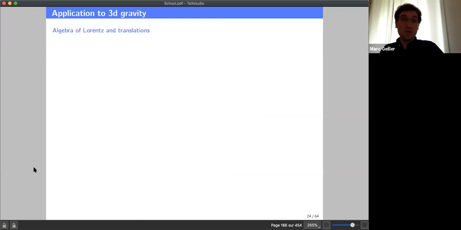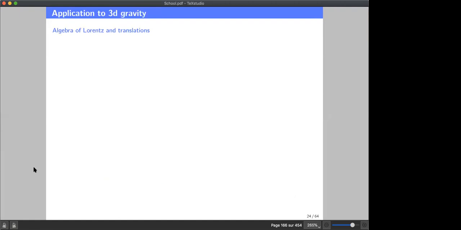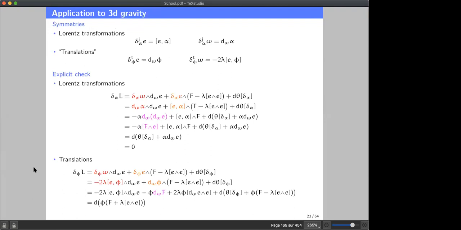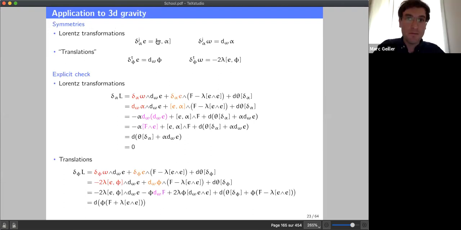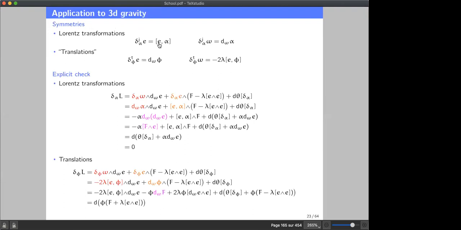Now we are interested in computing the algebra of these transformations. Marc? Yes? There's a question asking you to clarify the notation in the first line. The very first line here? Yes. Okay.